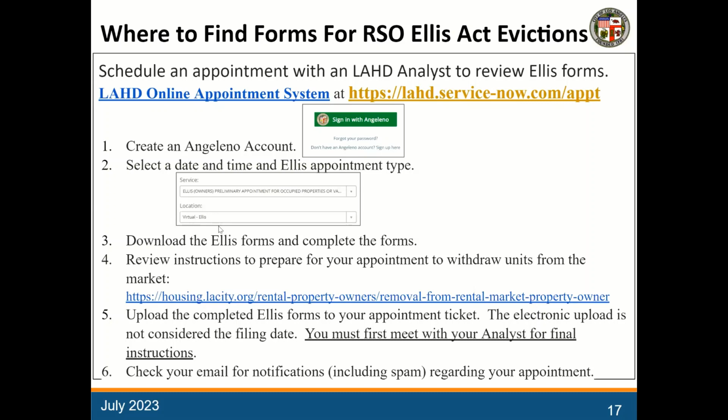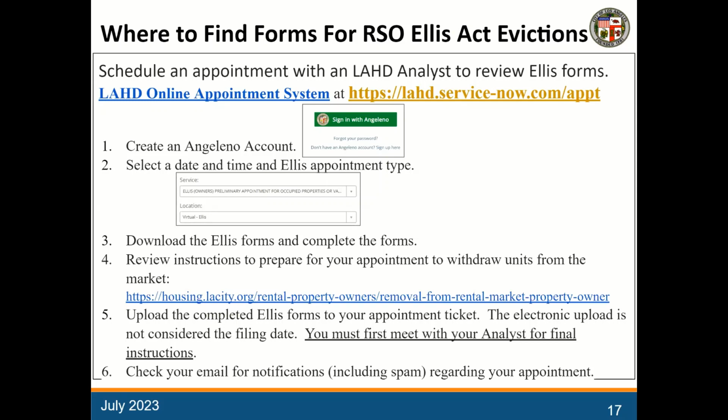Once you're on the appointment system, you will be able to download the Ellis forms from there if you have not already done so, and you will be able to complete the forms. It is likely that you won't have time to complete the forms quickly. There is a lot of information to fill out, so we suggest you download the forms first, complete them, and then go back to the appointment system to schedule your appointment and upload the completed forms to your appointment ticket. There are instructions that can help you prepare for the appointment and can help you understand the process of filling out the forms. We have a website on the screen in front of you in blue. If you go to that website, you will see more detail on the Ellis process.